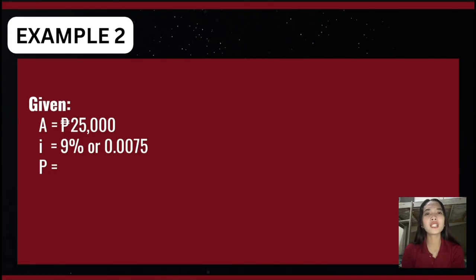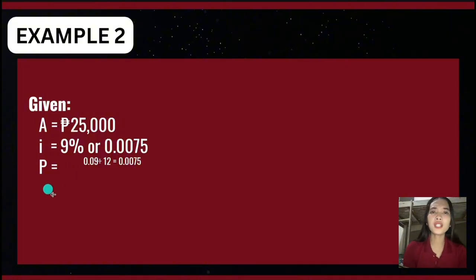If you observe our problem, it stated there that it is compounded monthly. So what are we going to do? The 9%, or 0.09, since we should use decimal, we are going to divide it by 12, since one year has 12 months. So 0.09 divided by 12, if you use your calculator, becomes 0.0075, and that is our I now.